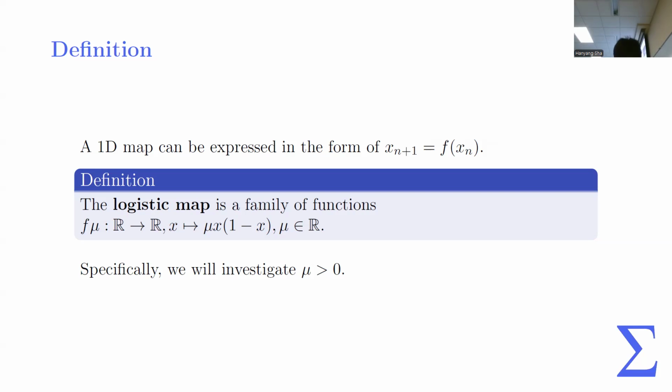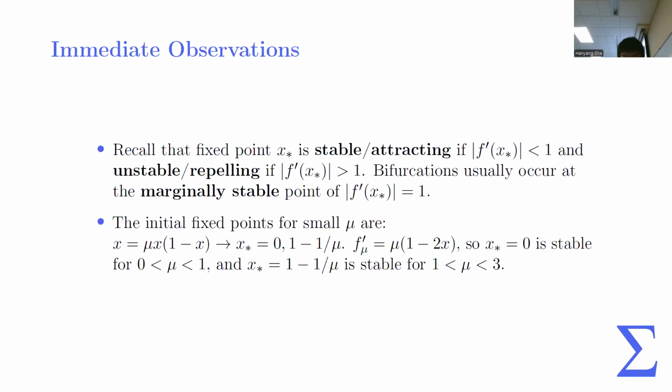And then, of course, a 1D map is something defined like x sub n plus 1 is equal to f of x sub n. So you start with some x sub 0, and then x sub 1 is equal to f of x sub 0, x sub 2 is equal to f of x sub 1, etc. Okay, so this is something from last time.